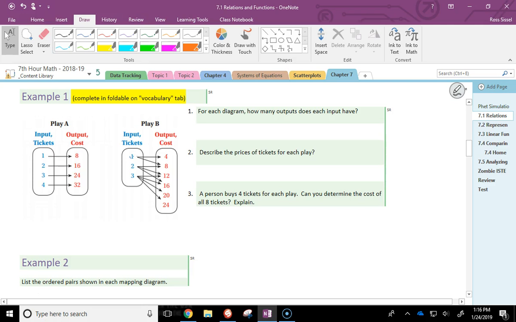Okay, so for each diagram, how many outputs does each input have? Let's look at A. On play A, how many outputs are there for each input? 4 is the most common answer, and that is wrong. There are not 4. There's 4 outputs listed, but the question said for each input, how many outputs are there? There's 1.